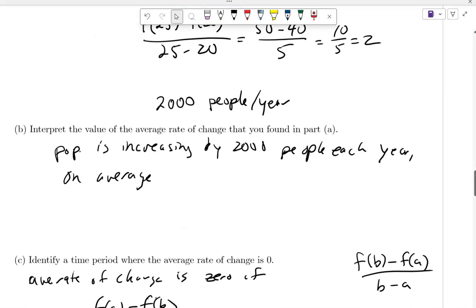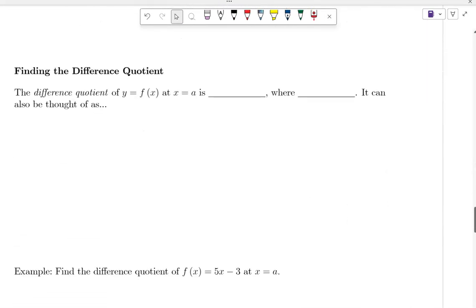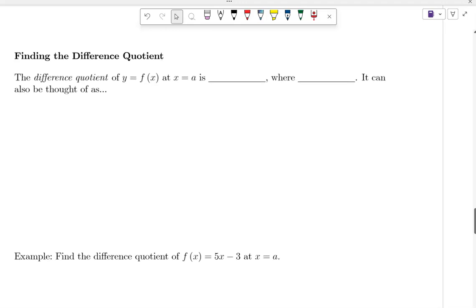All right. Speaking of calculus, the next concept is very important at the beginning of calculus, and it's the idea of the difference quotient. So I'm going to define what the difference quotient is, and then we're going to talk about what it really means graphically, if you will. All right, so here's how you compute it.